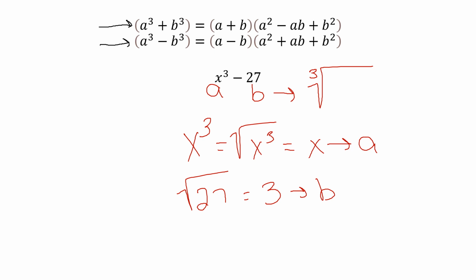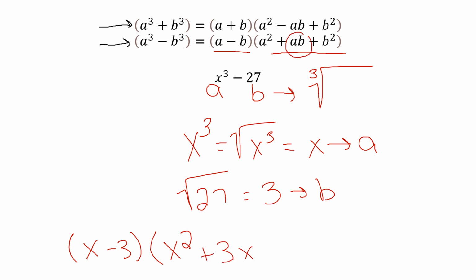And then you just plug them in. Since it's minus, we're going to do A minus B, x minus 3, and then all of this. A squared, in this case A became x, then A times B, so this is 3x, then B squared. B is 3, 3 squared is 9. And I'll write that right here so you can see. And that's it. That whole ugly thing is your answer.